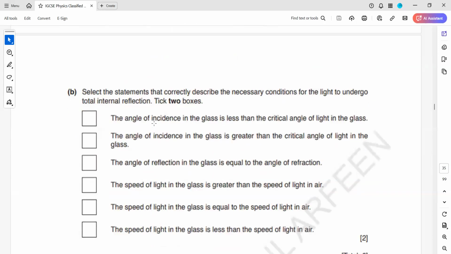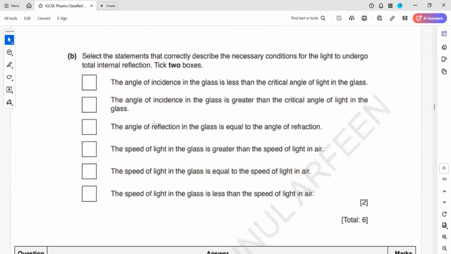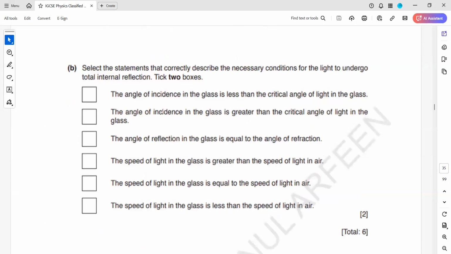Next, we have to select the statements that correctly describe the necessary conditions for light to undergo total internal reflection. When light undergoes total internal reflection, the angle of incidence should be greater than the critical angle and the light should move in a dense medium. Is the angle of incidence in the glass less than the critical angle? No. The angle of incidence in the glass is greater than the critical angle for a light in the glass. That's right.